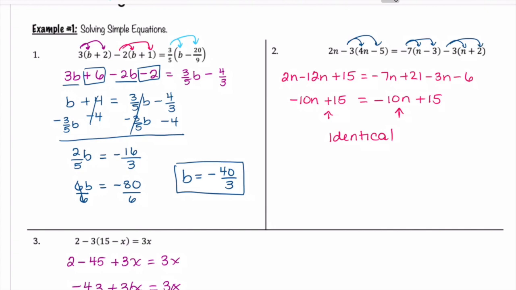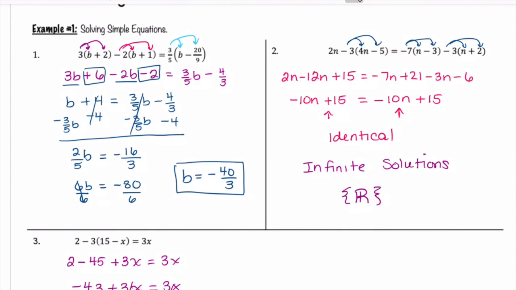I see -10n plus 15 equals -10n plus 15. As soon as I saw that, I identified that these are identical. Now, this is not my final answer because I should keep going and state what my answer really is. So if I have something that is identical, that means that I am going to have infinite solutions. If I have infinite solutions, we tend to represent this as the set of reals, sometimes in curly braces.